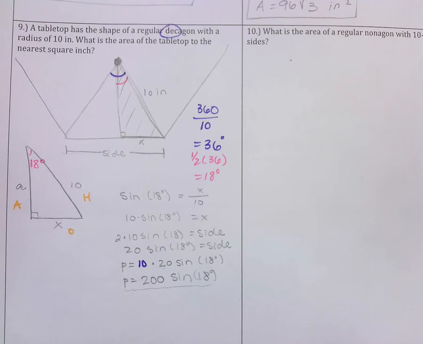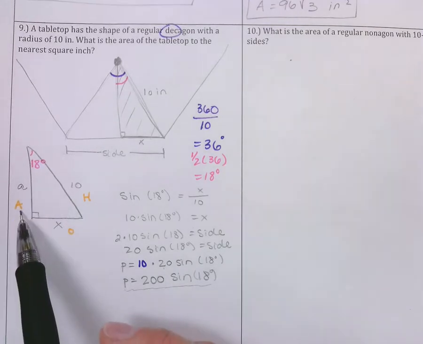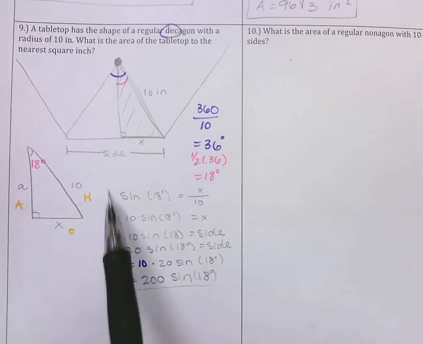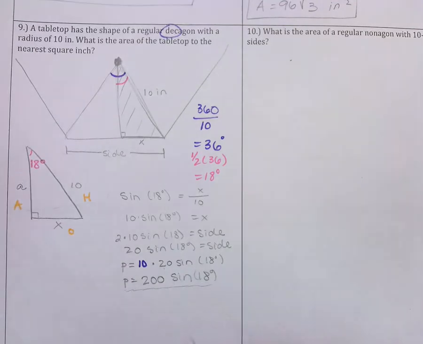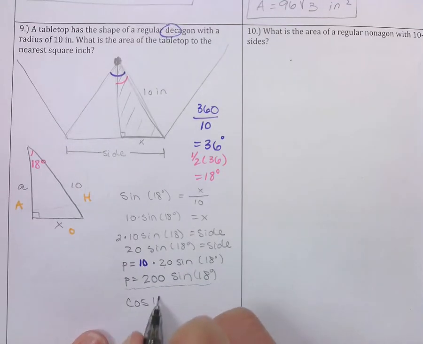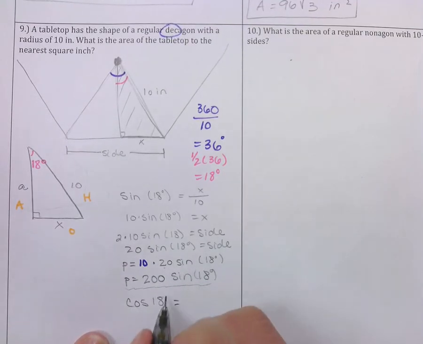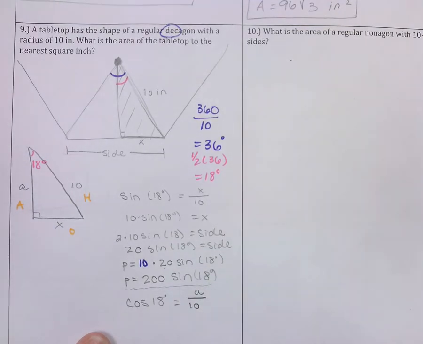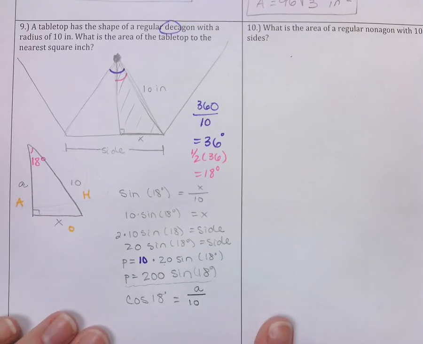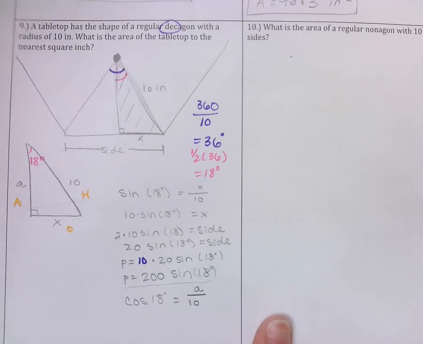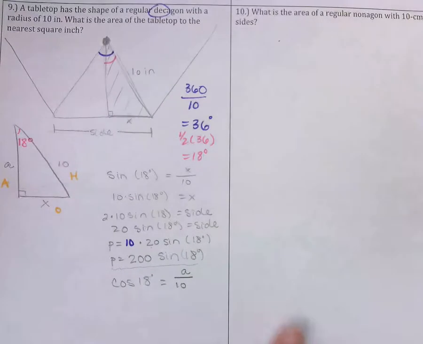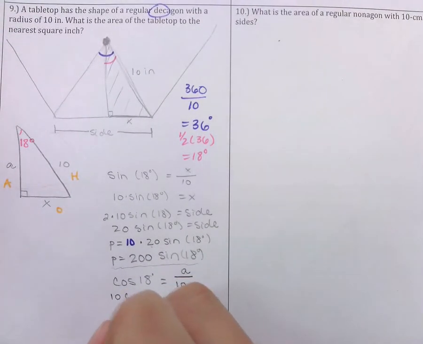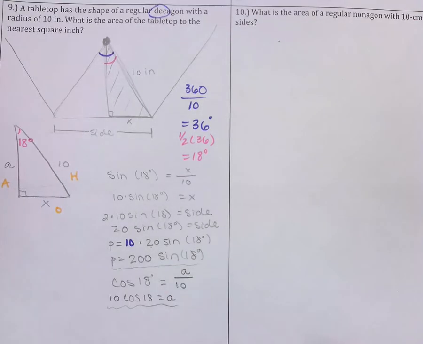Okay, now we can find A. So A is adjacent, so we'll use cosine. Cosine of 18 equals adjacent over hypotenuse. And then we can multiply by 10, and that'll get A by itself. Put that aside too.